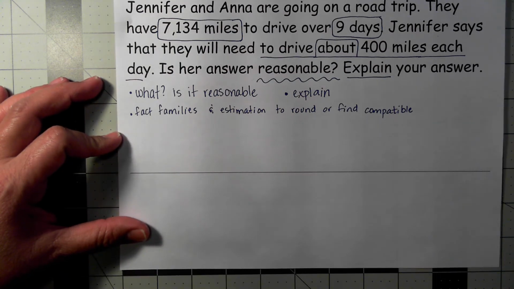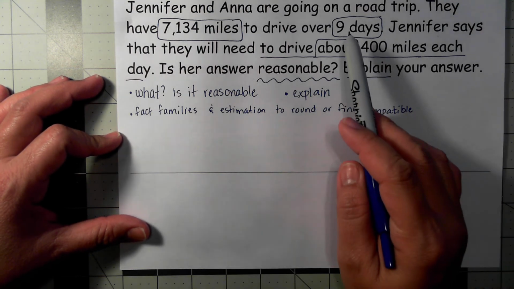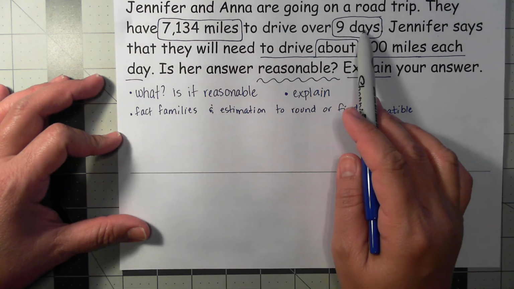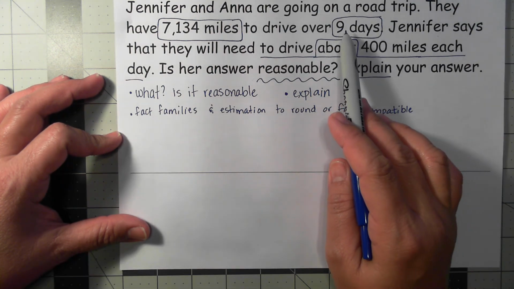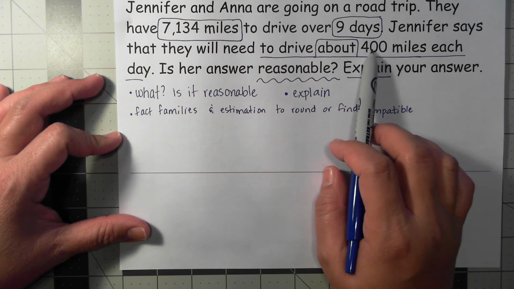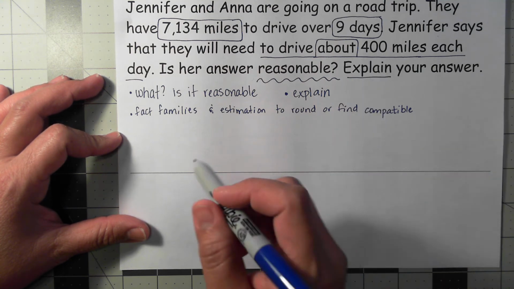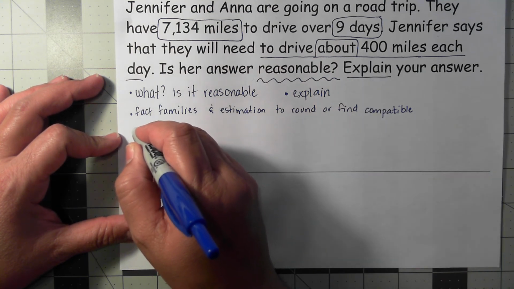Excellent. So now let me pretend that I'm trying to solve my model, and I'm not really good at figuring out what to do with these numbers, but I know that I can model my thinking with a picture. So here's what I'm going to do. I'm going to say 9 days, and in each of those 9 days, they're going to drive 400 miles. So my first model is going to be a strip diagram.